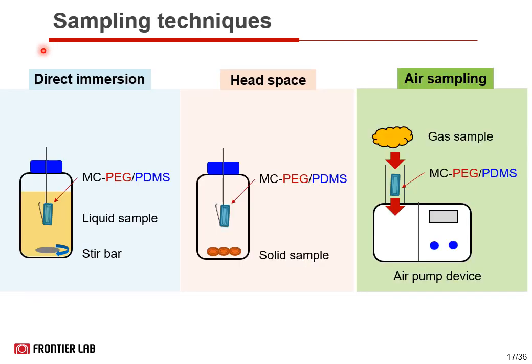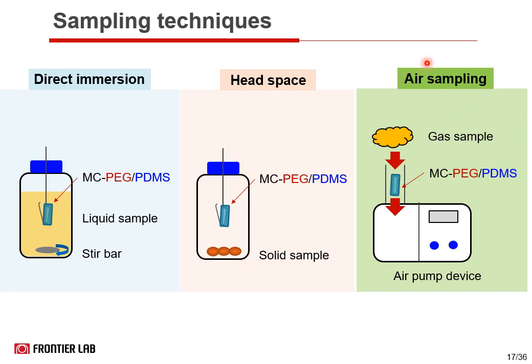In general, there are 3 sampling techniques: direct immersion, headspace, and air sampling. For direct immersion, Magic ChemSolver is immersed in a liquid sample for a certain time. For headspace, Magic ChemSolver is suspended and exposed to volatiles derived from a sample placed in a vial. The vial may be heated depending on the target compounds.